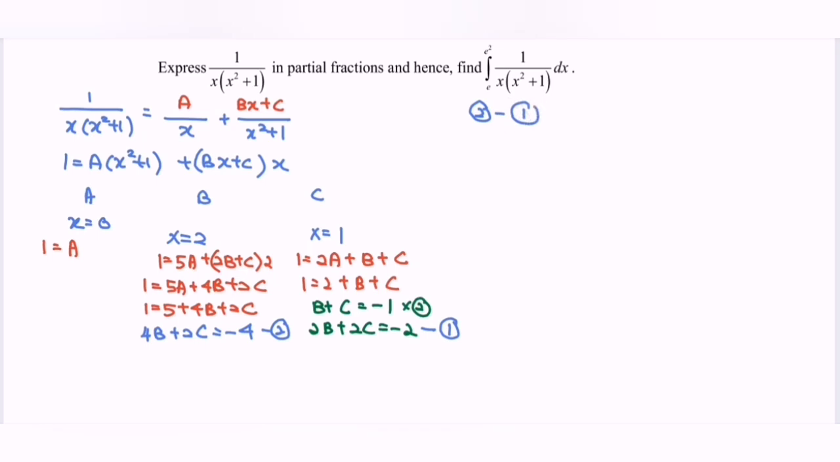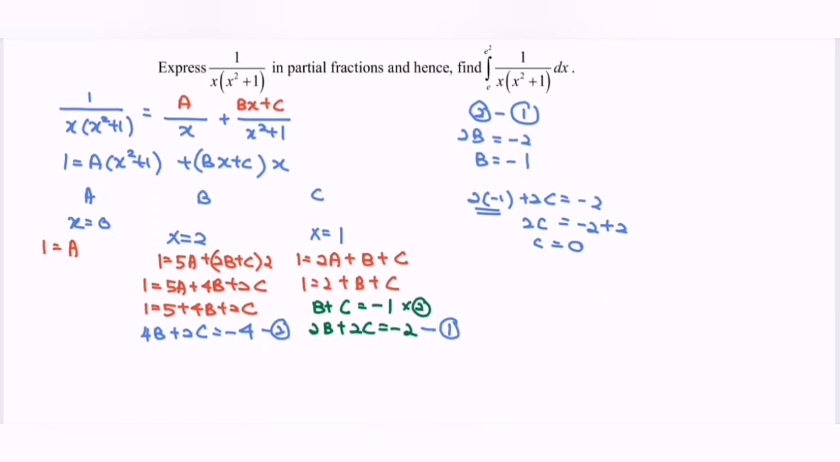4B minus 2B, we have 2B. 2C minus 2C, we will have 0. -4 minus -2, so we will have -2. So B will be equal to -1. Next, kindly substitute into the first equation, where we have 2 multiplied with -1 plus 2C equals -2. So in this case, we have -2 plus 2C equals -2. So C will be equal to 0.